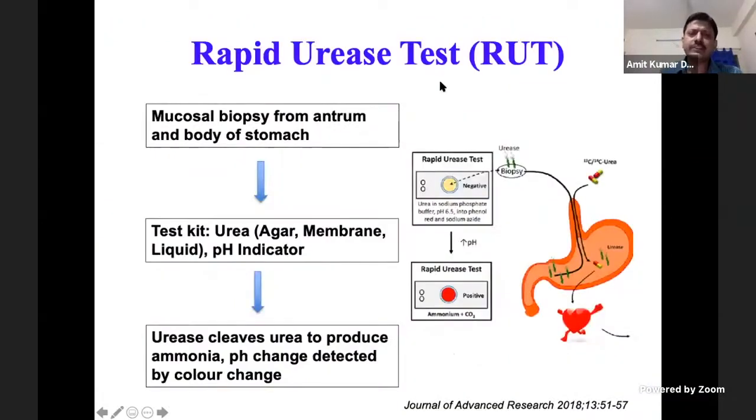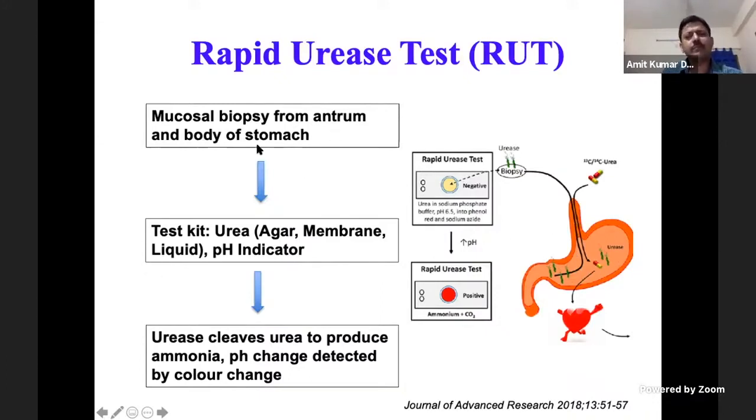So rapid urease test, the principle is similar to the urea breath test. In rapid urease test, the patient is having endoscopy and during endoscopy, you take a sample from the stomach. Please remember to take samples from both antrum as well as body, because if you take a sample only from one side, the infection is actually patchy and therefore you may miss infection in some patients. So you should take biopsy from at least two sites, one from antrum, one from body.